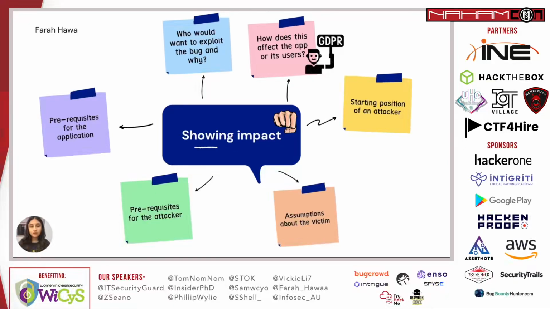Next is assumptions that you make about the victim. If you're assuming that the victim is going to click on a link, that's fine. But if you're assuming that the victim is going to click on your link, enter their credentials, download some files, and execute that file on their system, that's a bit of a stretch. So you might want to look at that as well.